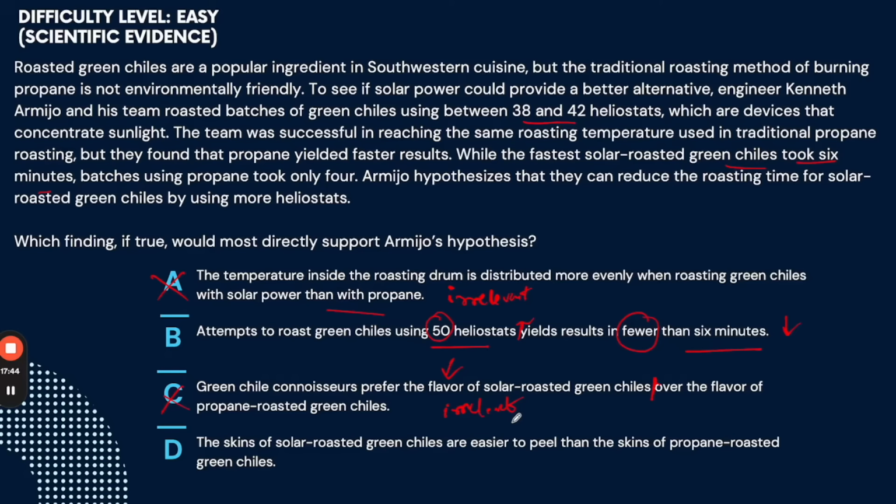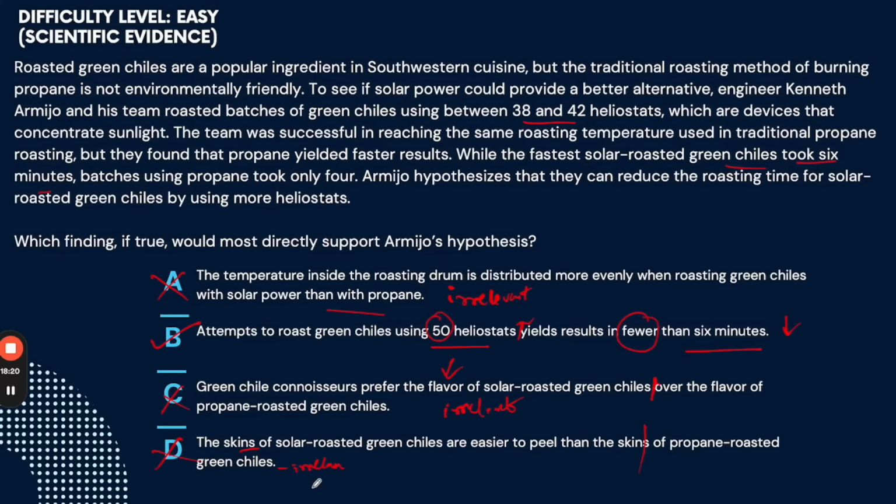Let's look at D. The skins of solar roasted green chiles are easier to peel than the skins. Again, now stop. The comparison over here is about peeling the skins. Which process will make it easier to peel the skins? It's again irrelevant to the hypothesis. The hypothesis is about reducing the time taken for roasting by increasing the number of heliostats used, right? So very clearly B is a correct option. D was also irrelevant, by the way, right?